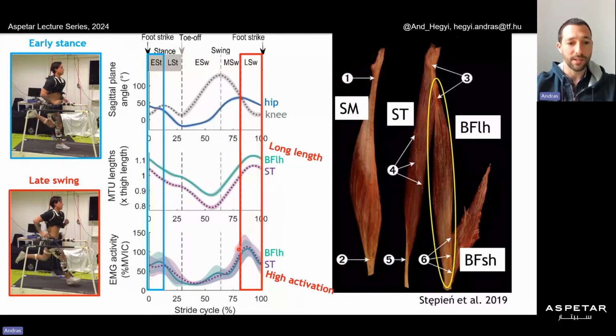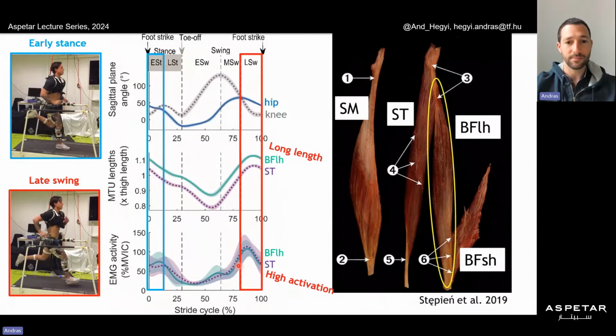And on the bottom, what we can see is that the EMG activity of the muscle, which is basically the activation of the muscle, is also the highest in this phase. So we have a very long muscle length and we have high muscle activation.